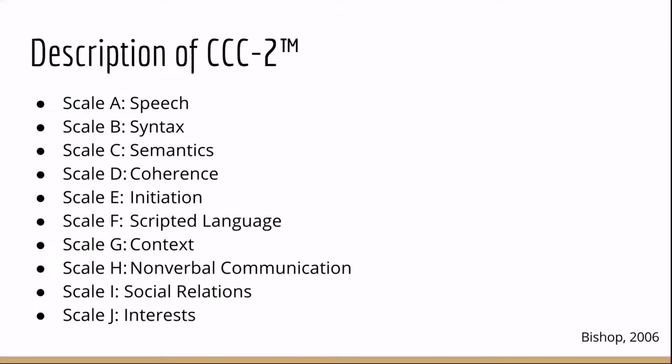Here are the 10 scales included in the CCC-2. Scale A is speech, Scale B is syntax, Scale C is semantics, Scale D is coherence, Scale E is initiation, Scale F is scripted language, Scale G is context, Scale H is nonverbal communication, Scale I is social relations, and Scale J is interests.